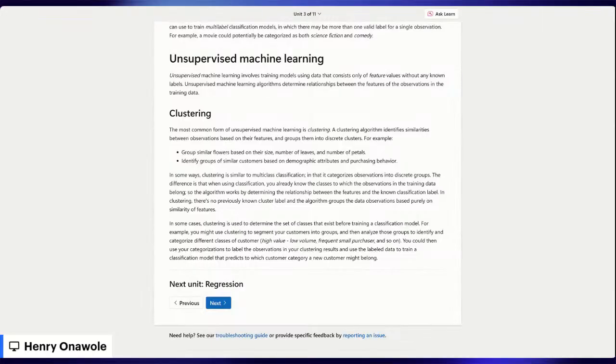Like any data coming in, maybe your email cannot be labeled, messages, comments from social media can be categorized as unlabeled data. Text coming to your phone can be classified as unstructured, unlabeled data as well. Unsupervised machine learning involves training a model using data that consists of feature values without any known label. Unsupervised machine learning algorithms determine relationships between the features of the observations in the training data.